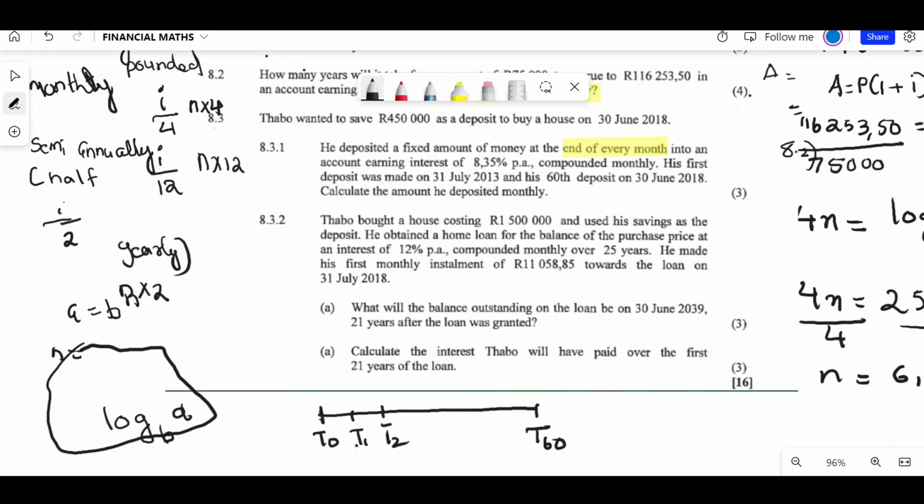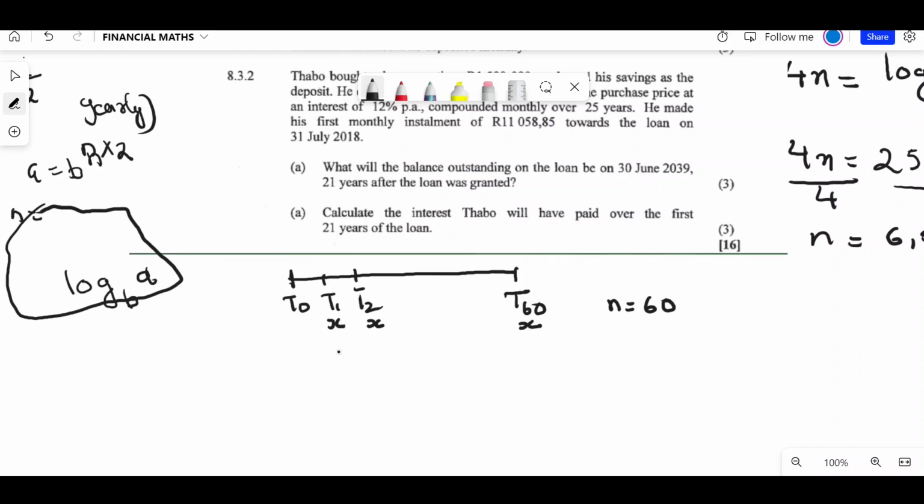Let's go to T1. So X is made at T1 and another X until the last payment. So here the N is therefore 60, because the first payment was made on 31st July 2013, not on 30 June 2013. So 31st July, that means T1, after 1 month. Okay. Now let's use the formula.